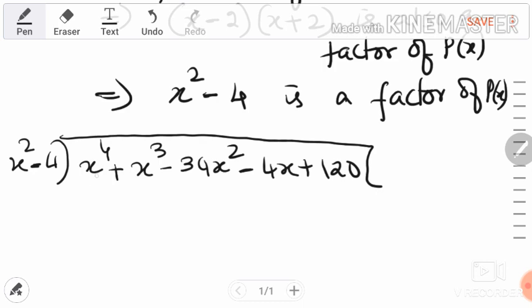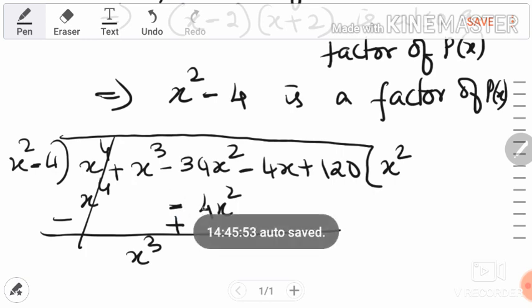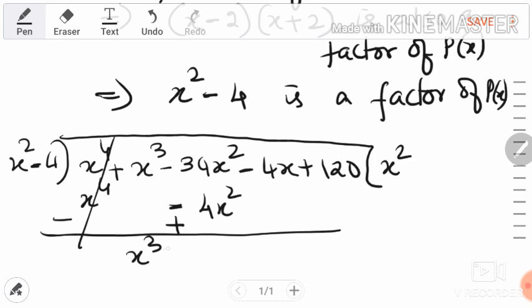Divide the first term of the dividend by the first term of the divisor. We get x square, that is the first term of the quotient. Now multiply x square with every term of the divisor. We get x to the power 4 minus 4x square. So that will come under the x square term. Subtract, so we change the sign. Carry down the terms. x cube. Here I will get plus 4 minus 34, that is minus 30 x square, minus 4x plus 120.